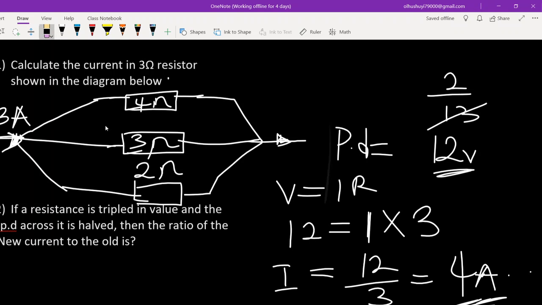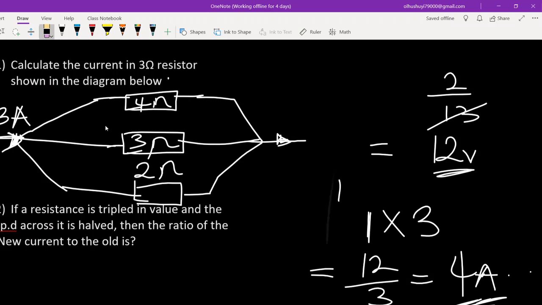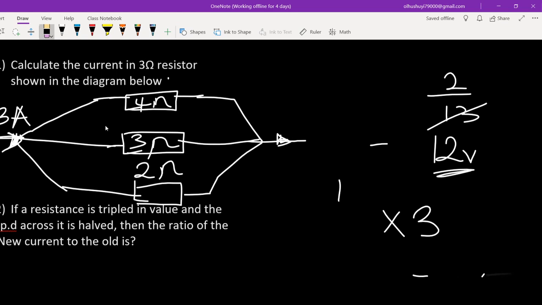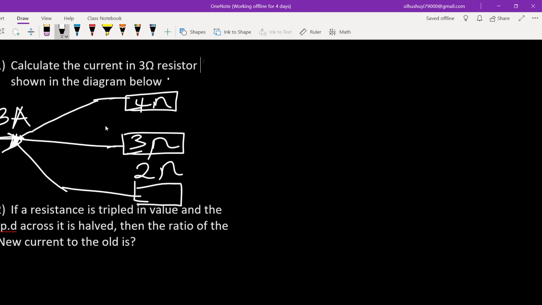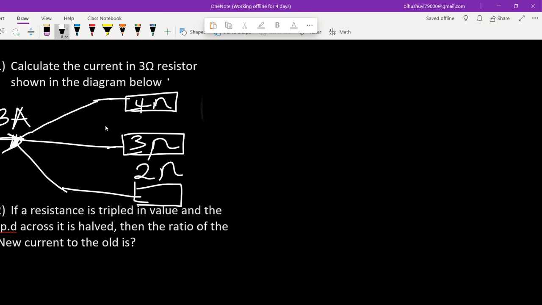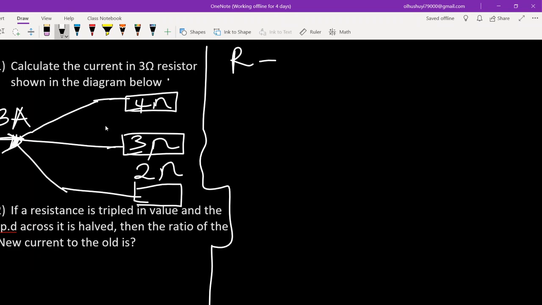Question 2 is also part of what we're doing. If a resistance is tripled, R is equal to 3R.